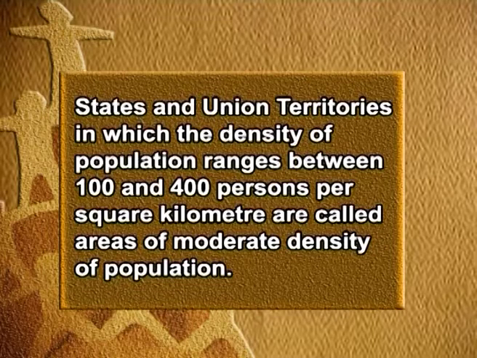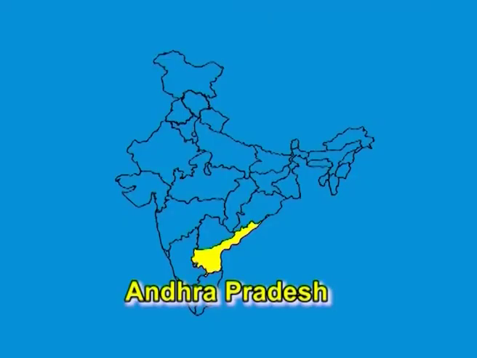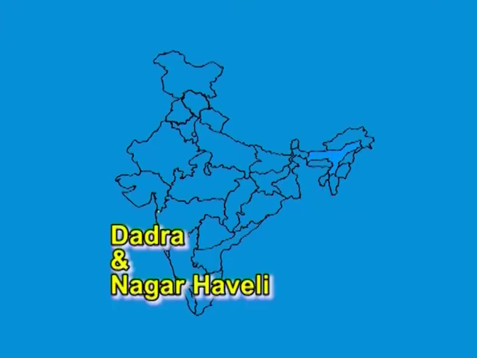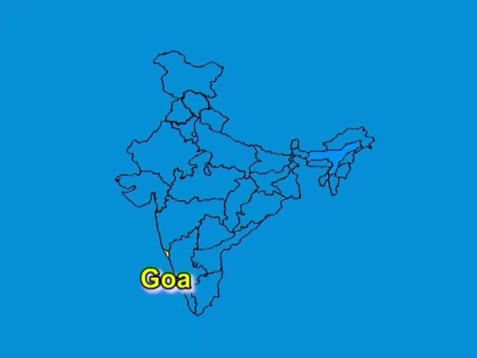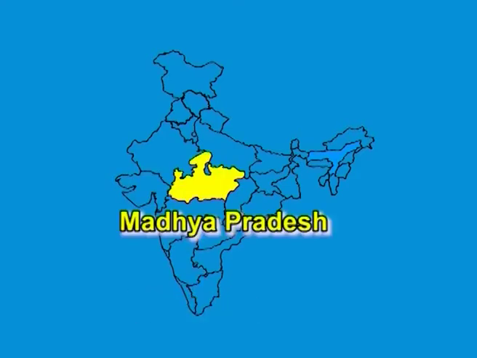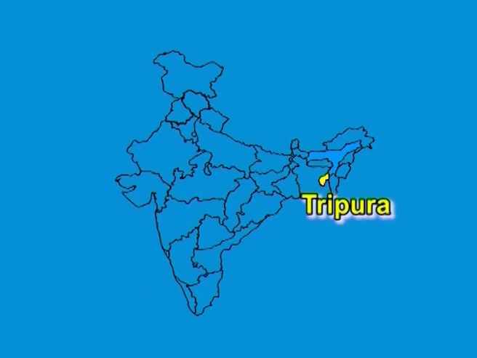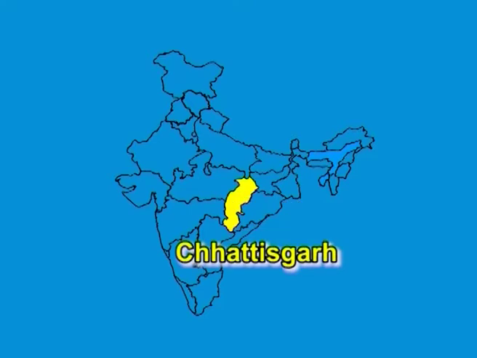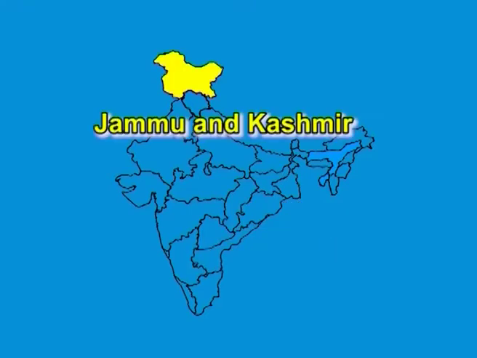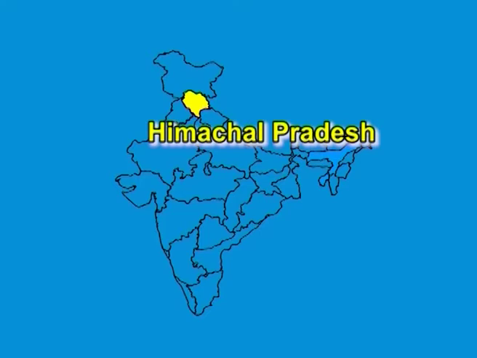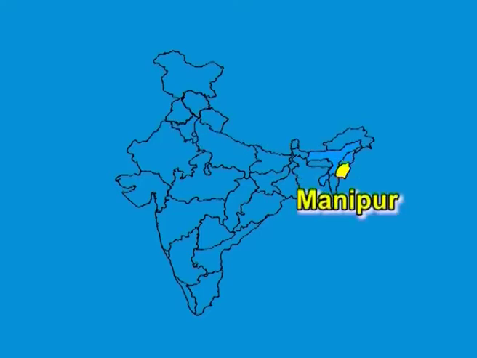States and union territories in which the density of population ranges between 100 and 400 persons per square kilometer are called areas of moderate density of population. They are Andhra Pradesh, Assam, Dadra and Nagar Haveli, Goa, Gujarat, Karnataka, Madhya Pradesh, Maharashtra, Odisha, Rajasthan, Tripura, Jharkhand, Chhattisgarh, Jammu and Kashmir, Uttarakhand, Himachal Pradesh, Nagaland, Manipur and Meghalaya.